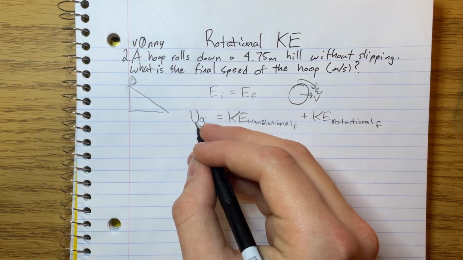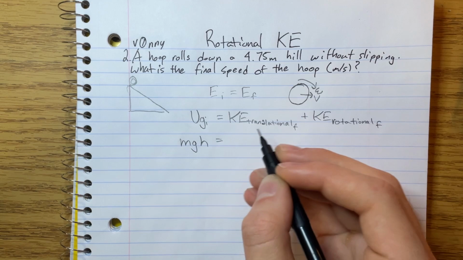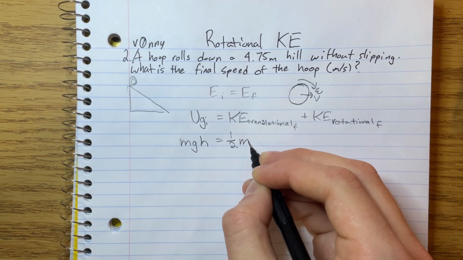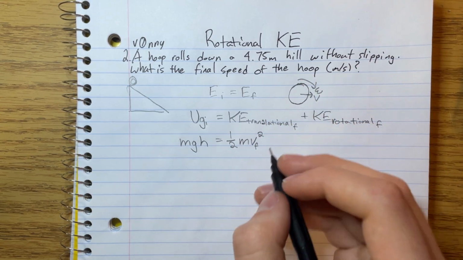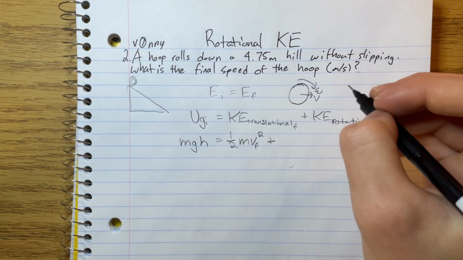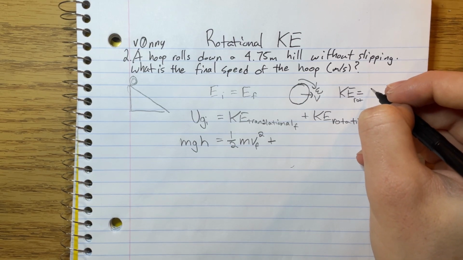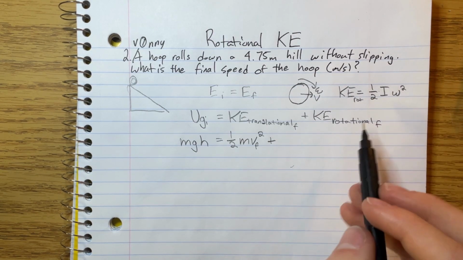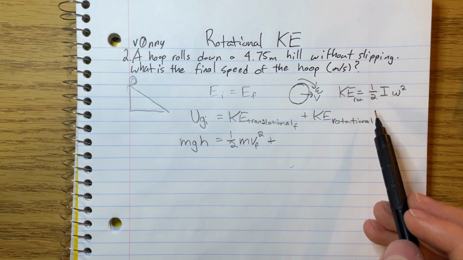So we have gravitational potential energy. We know that to be mgh. That's going to equal the translational kinetic energy, and you're probably pretty familiar with this. That's 1/2 mv squared, and this is the final velocity, the one that we're looking for, plus the rotational kinetic energy. And the formula for rotational kinetic energy most generally is 1/2 times the moment of inertia times the angular velocity squared. There's a couple other ways that you can write it when you shift the variables around, but this is going to be most useful to us in this case.